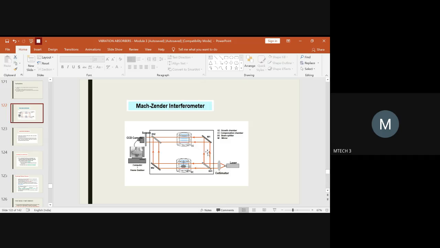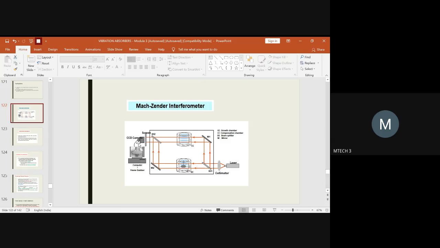So these filtered rays of light are made to pass through the mirror. So you have a compensation chamber over here. So the rays are made to pass through the compensation chamber, wherein the variation in the phases and the variation in the wave motion will be compensated. So these compensated rays will be again made to pass through the beam splitter. So that will be passed to the screen again and it will be captured.